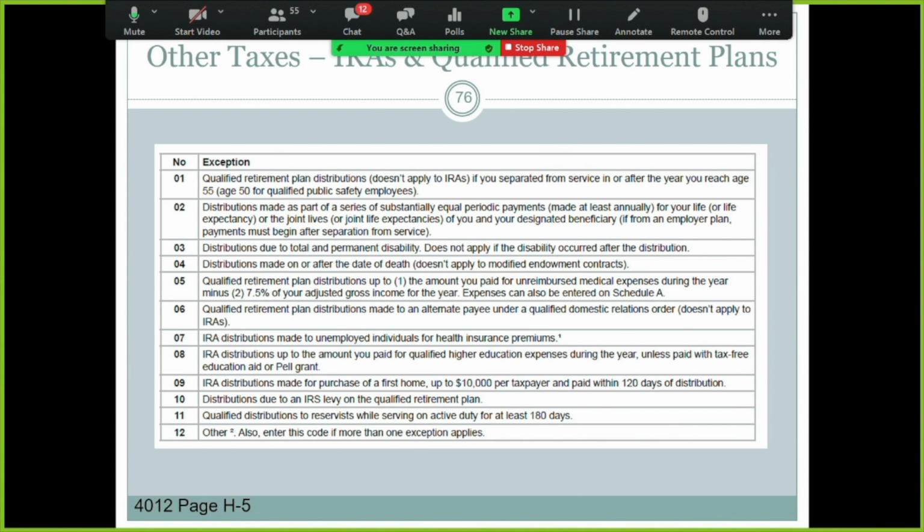And pay close attention, you will see that some of them on there apply to just 401k or pension plans, or some just apply to IRAs only. So these exceptions go based upon, again, 401k, pension plan, or IRA.